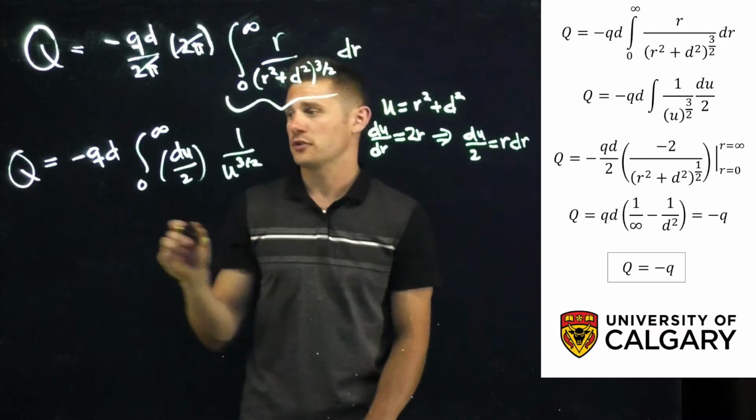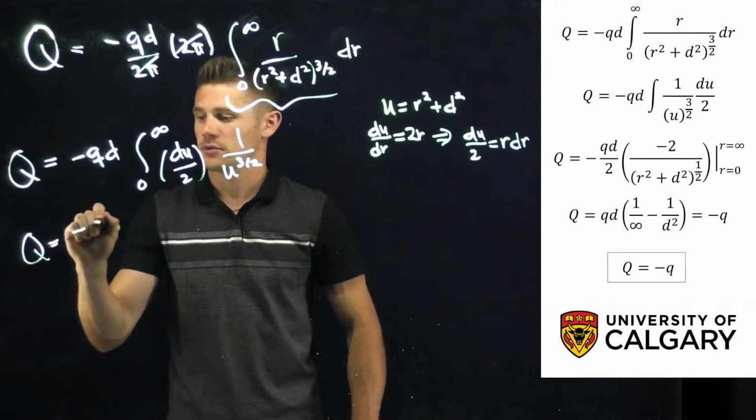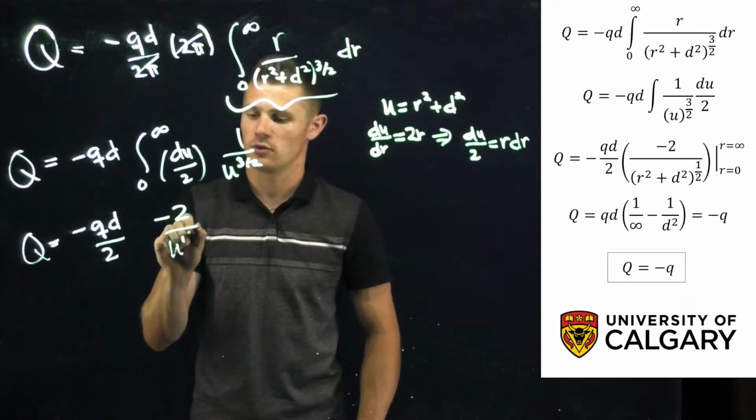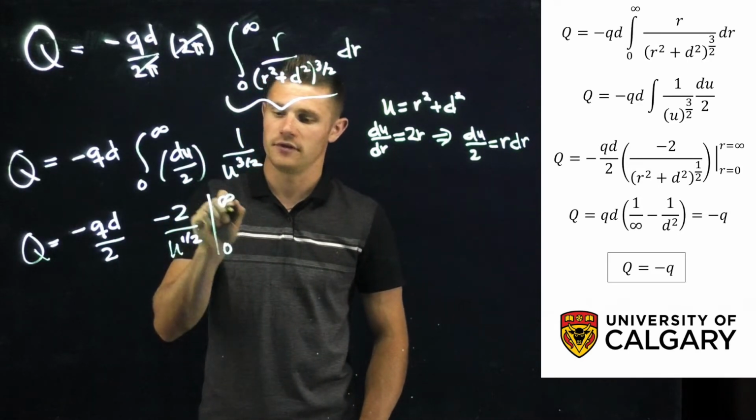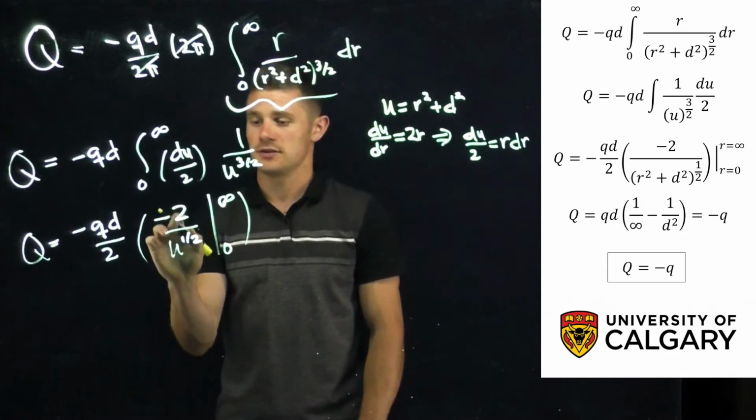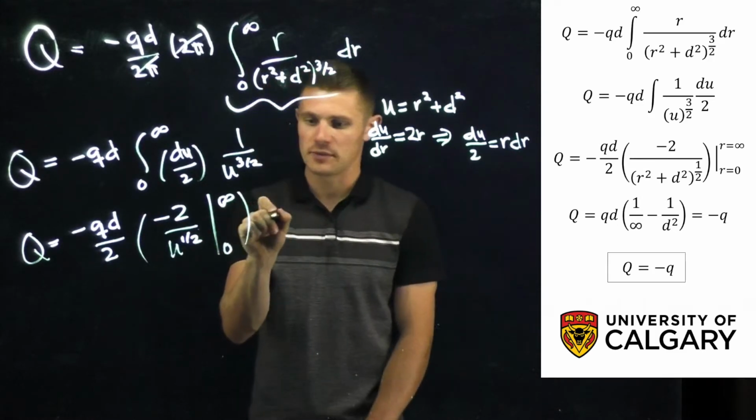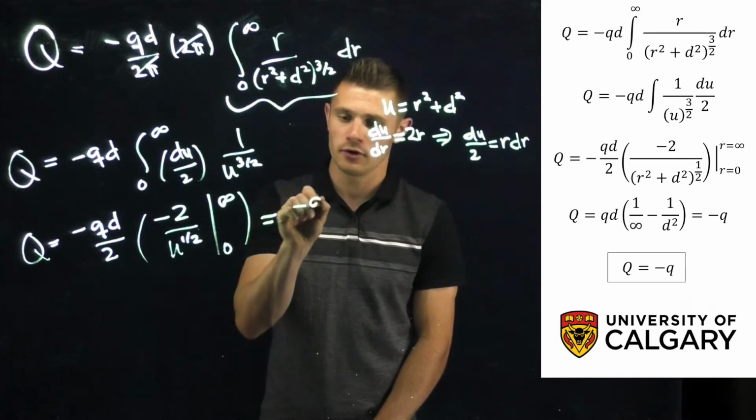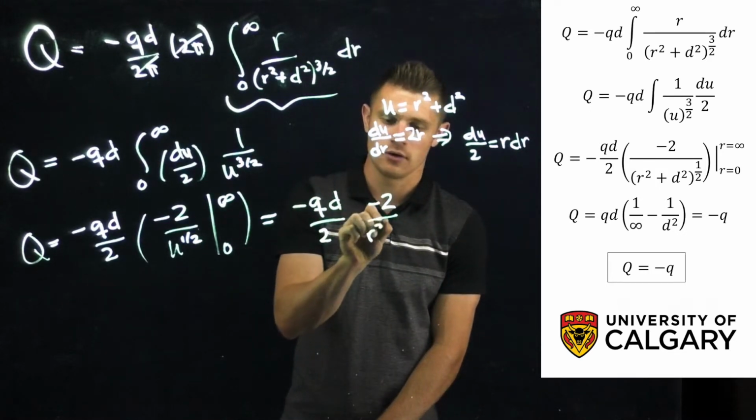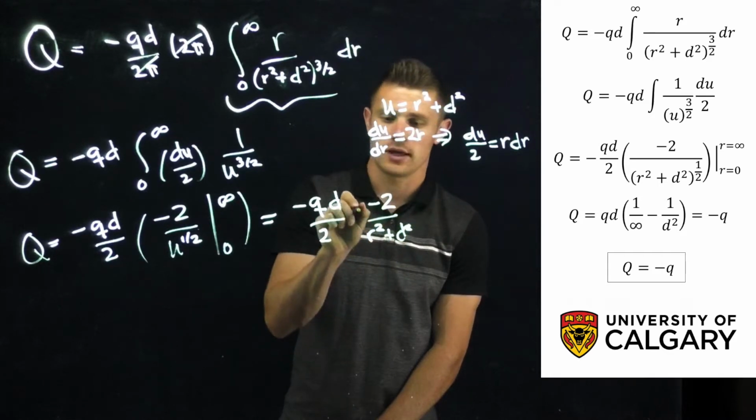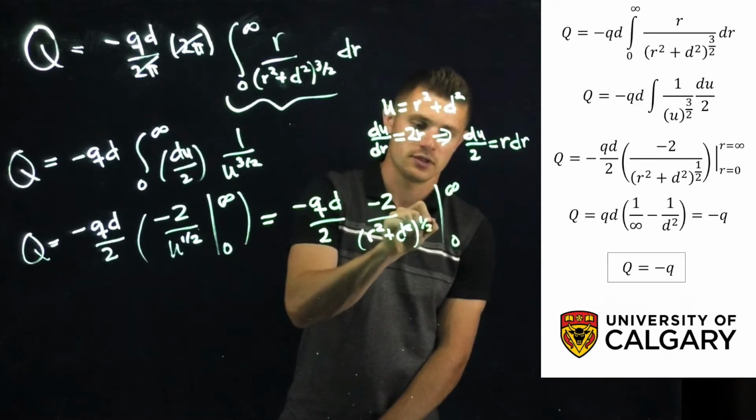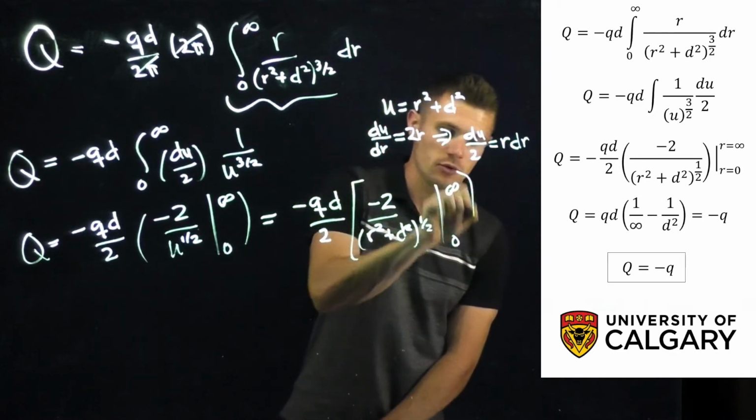So we can solve this integral, which just says that q is equal to minus qd over 2, times minus 2 over u to the 1/2, from 0 to infinity. You can check this at home, but the integral of 1 over u to the 3/2 is minus 2 over u to the 1/2. We'll substitute u back in as what it was before. Minus qd, we have a minus 2 here, over the square root of r squared plus d squared, where again our limits are 0 to infinity, and this is what we're trying to solve.